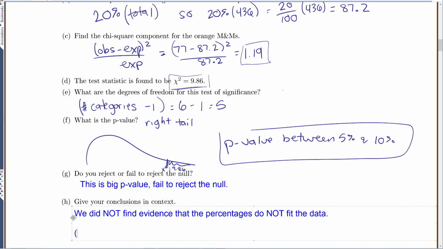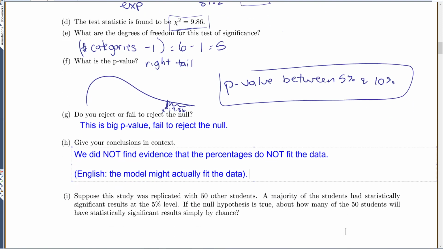If you wanted to say it more in English, you could say something like, the model might actually fit the data. Again though, we always use our double negatives because it's always in terms of the alternative. So we did not find evidence that the percentages don't fit the data. That's my final answer, or my official answer. Just if you were explaining to your roommate, you might say, oh, well, the model might actually fit the data. We haven't shown that it does or anything, but we don't really have any reason to think that it doesn't.